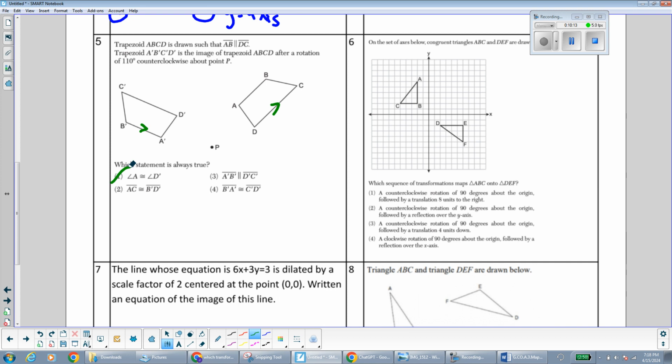AC is congruent to B prime D prime. Does AC match up to B prime D prime? No, AC matches up to A prime C prime.